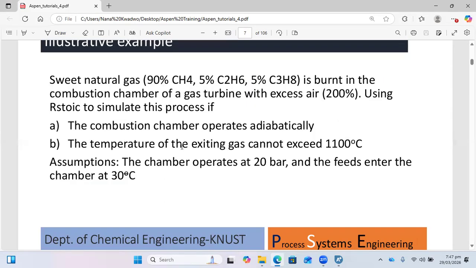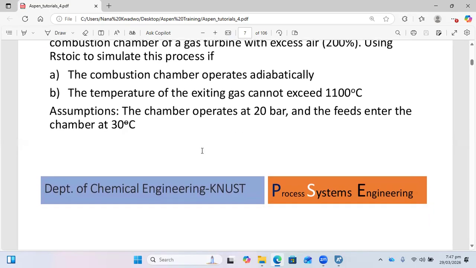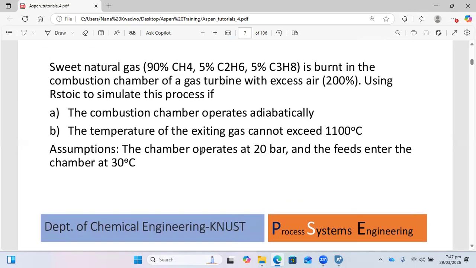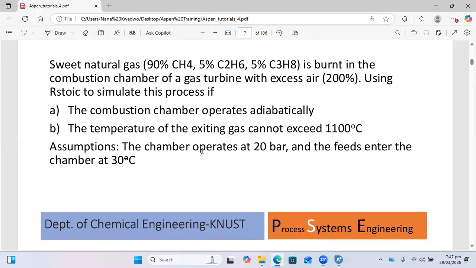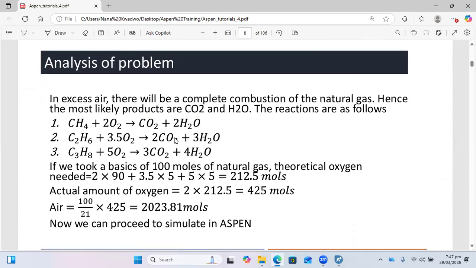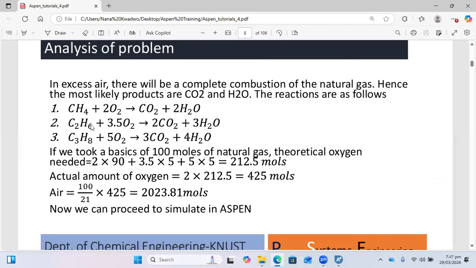Right. So if we want to do the calculation, we first need to get our balanced equations, and then we can now pick out the theoretical amount of air we will need, and then we can find how much it would be if it was supposed to be in excess. So if we should burn all these gases, methane, ethane, and propane, these would be the balanced equations.